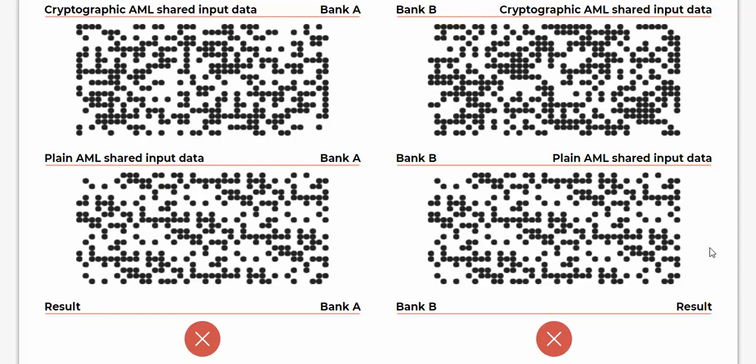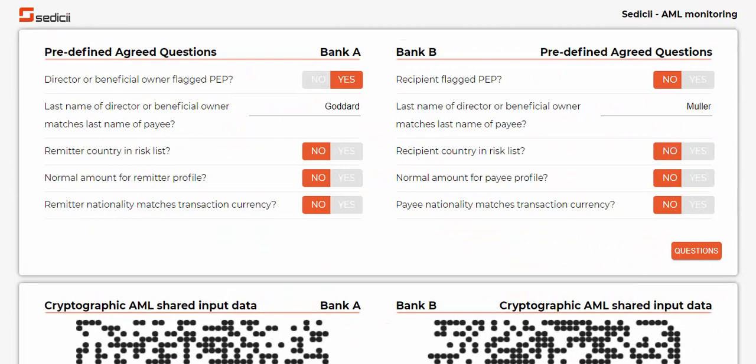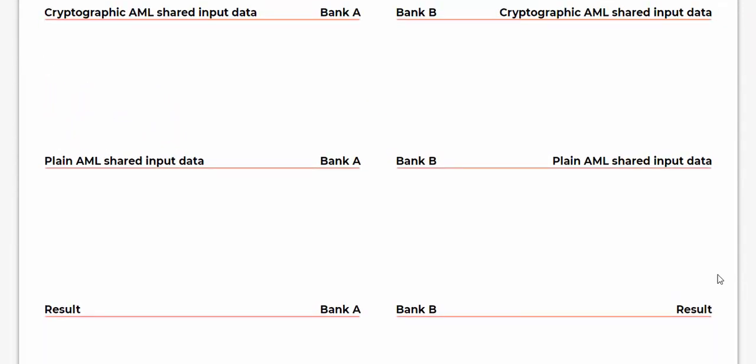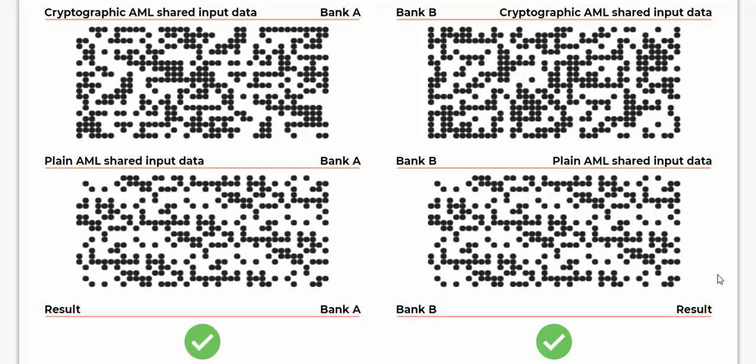These drawings show the sequence of bits sent from bank A to bank B and vice versa. They are completely random. If we change the answers to the questions and rerun the cryptographic protocol, this time the risk assessment algorithm recommends to accept the transaction.